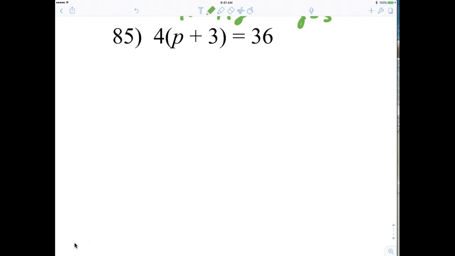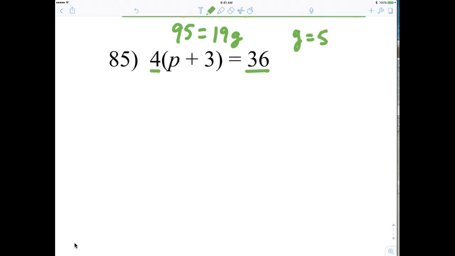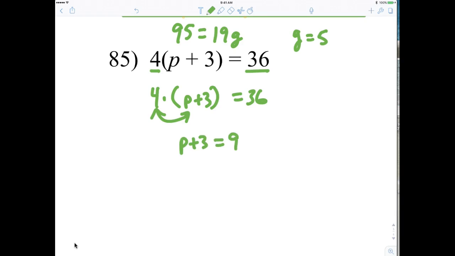Because I notice what? 4 and 36. That's right. Because this is held together by multiplication. This is like 4 times (p plus 3) equals 36. So this is held together by what? By multiplication, right? So I can do what here? Divide, right? So now watch. P plus 3 equals 9.